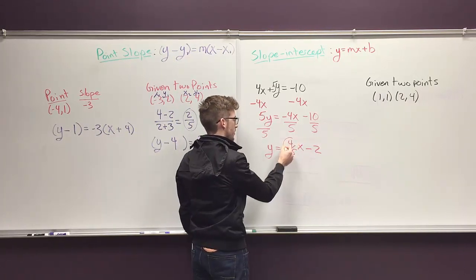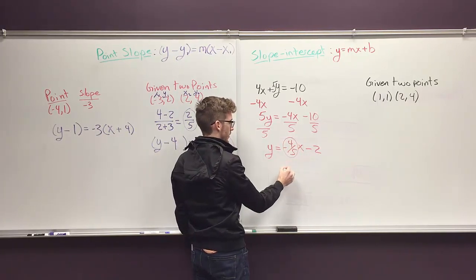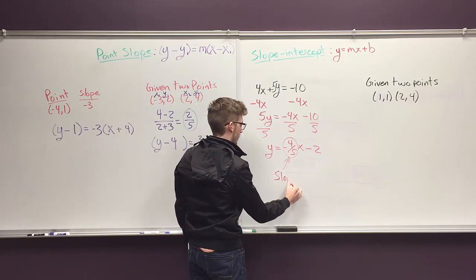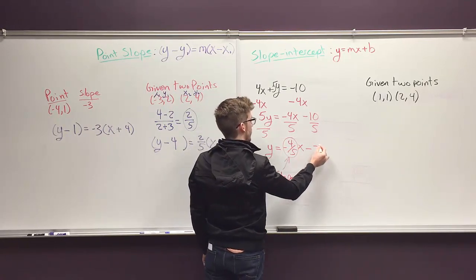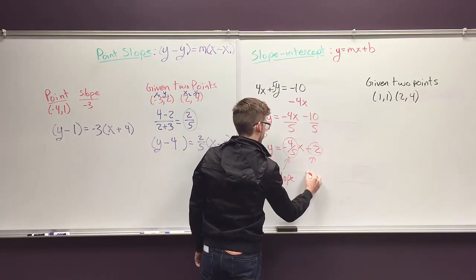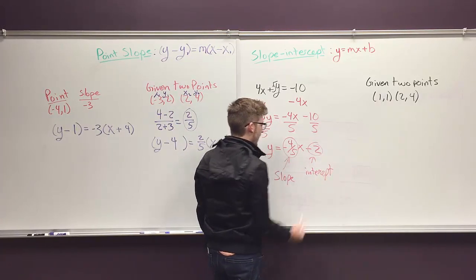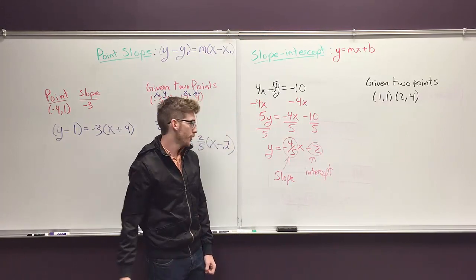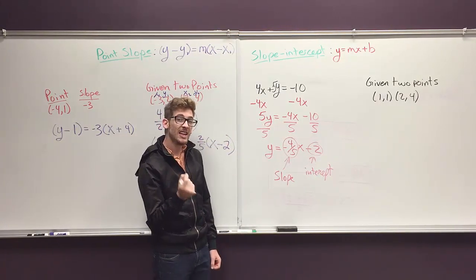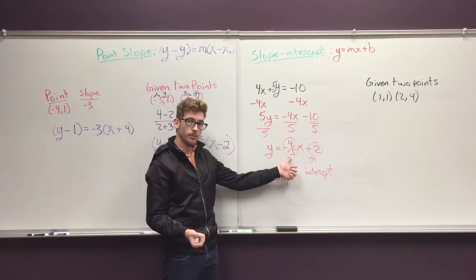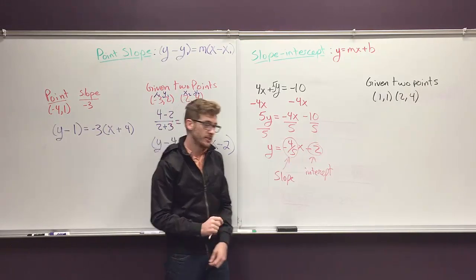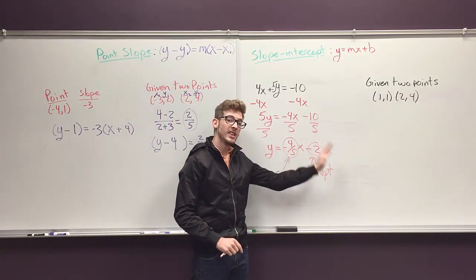And so here's our slope, and here's our intercept. And that's why it's called slope-intercept form, is because we can very clearly identify slope, because it's in front of x, and intercept, because it's by itself on the end.